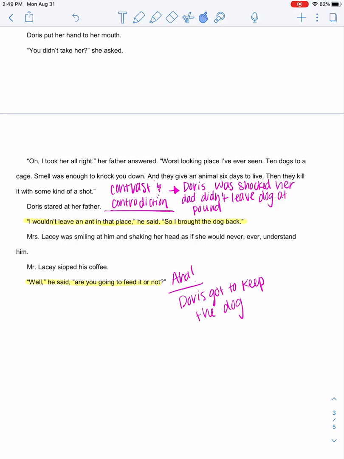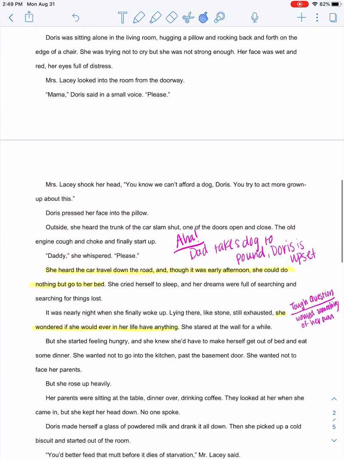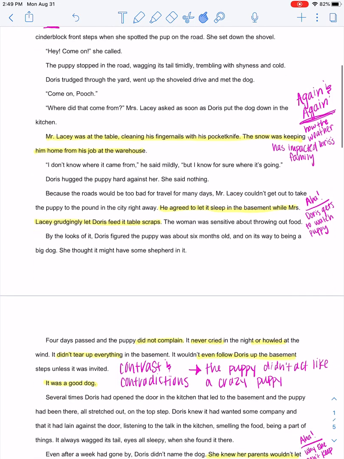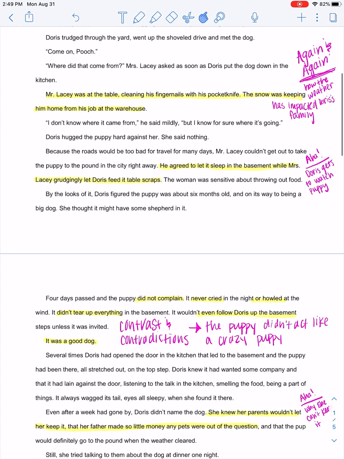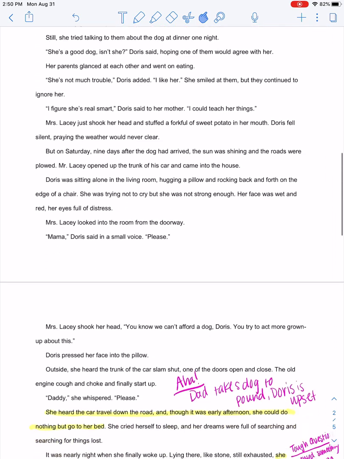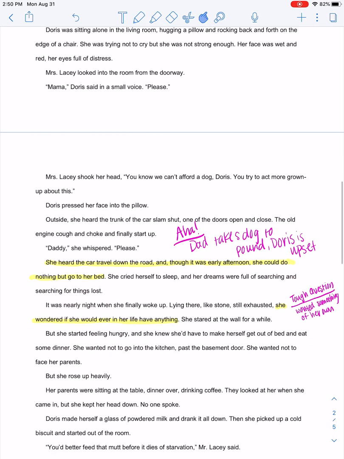So I just want to go over the strategies that we used. We used aha for those big moments. We used again and again for those moments that are repeated over and over. We used contrast and contradictions for the times when characters did something or acted a certain way that was opposite of what we expected. We had a character ask a tough question, when she was really struggling with the decision being made to give the dog away.